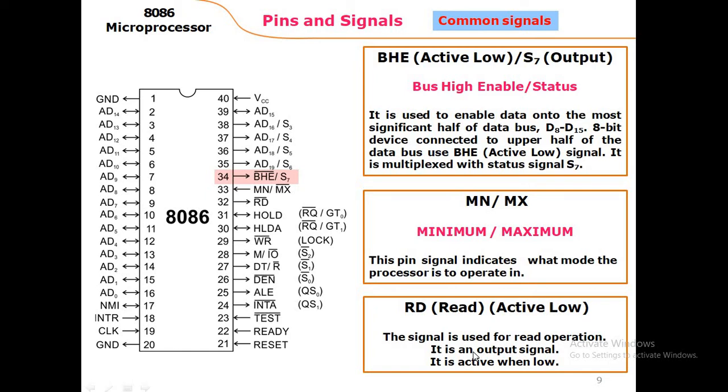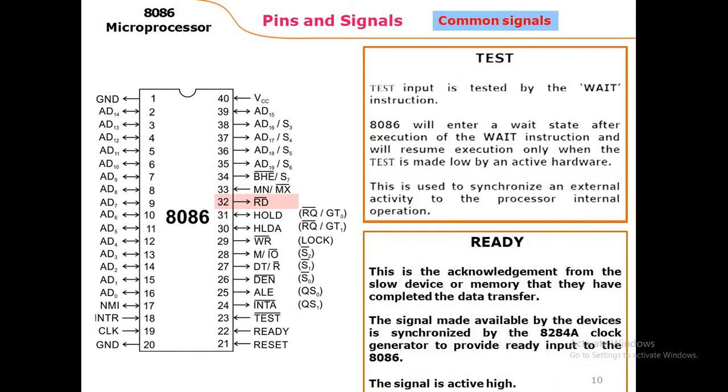Read is an active low signal. This signal is used for the read operation. It is an output signal and it is active when low. That means when 0, the pin is going to be active and the processor is going to read from the memory or the I/O device.